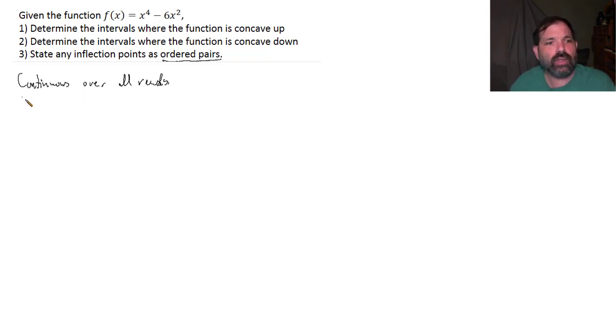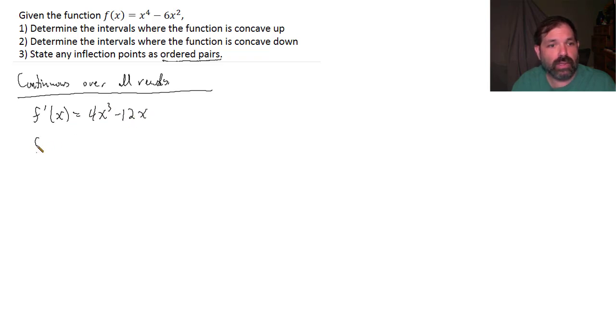All right, let's calculate the second derivative. Well, the first derivative is 4x cubed minus 12x, which means that the second derivative is 12x squared minus 12.